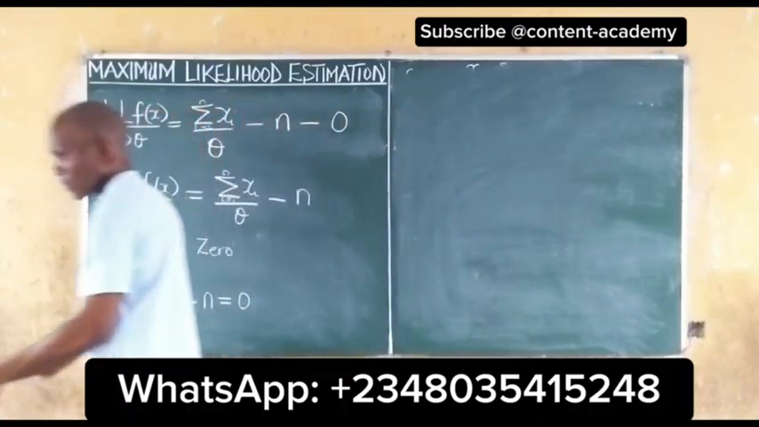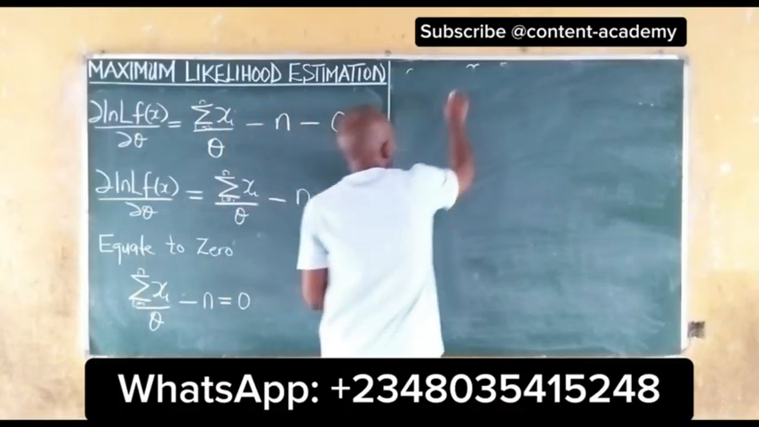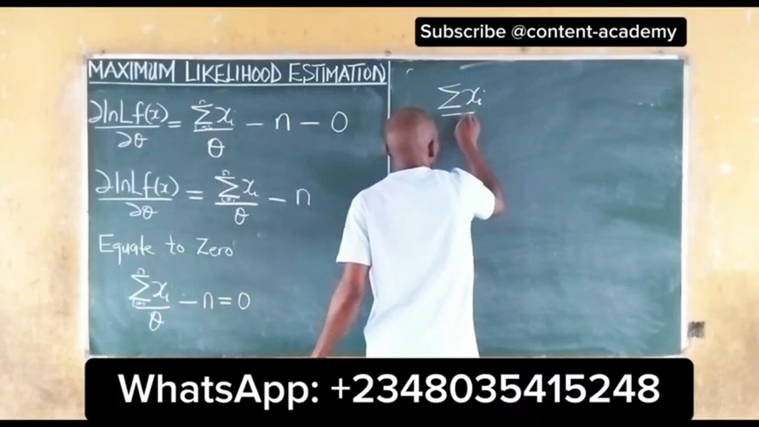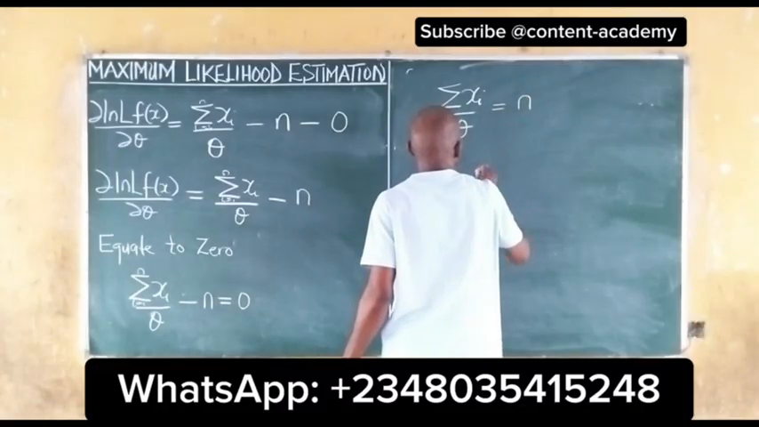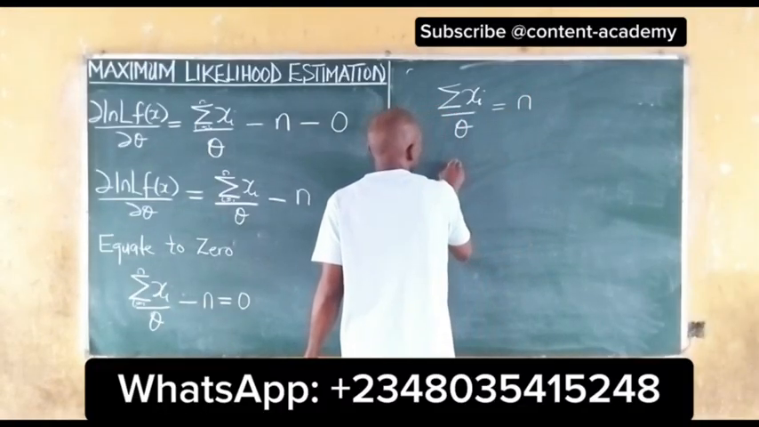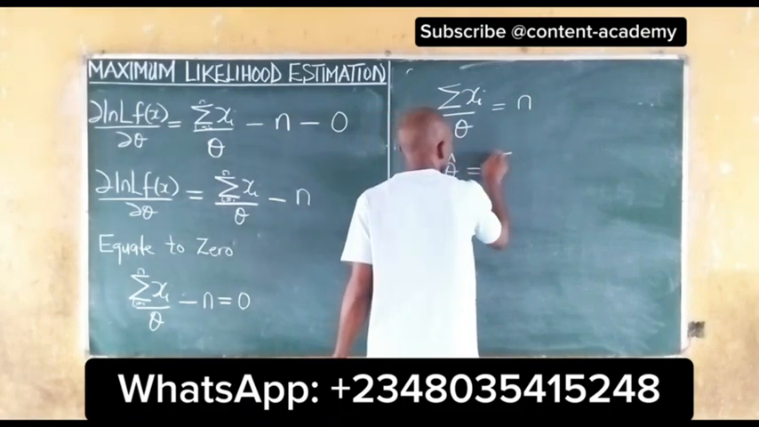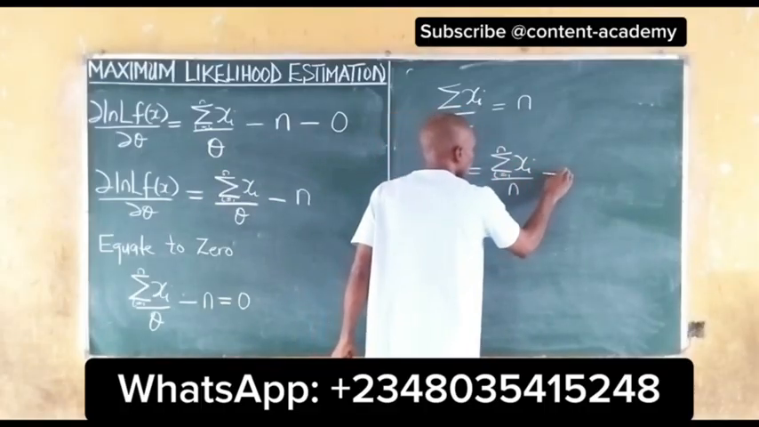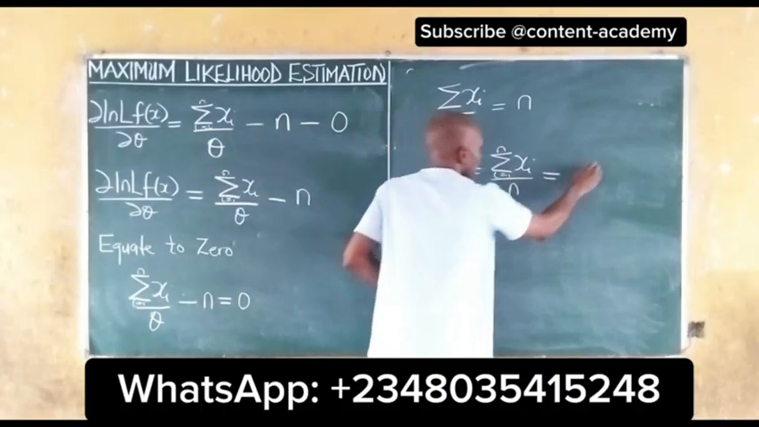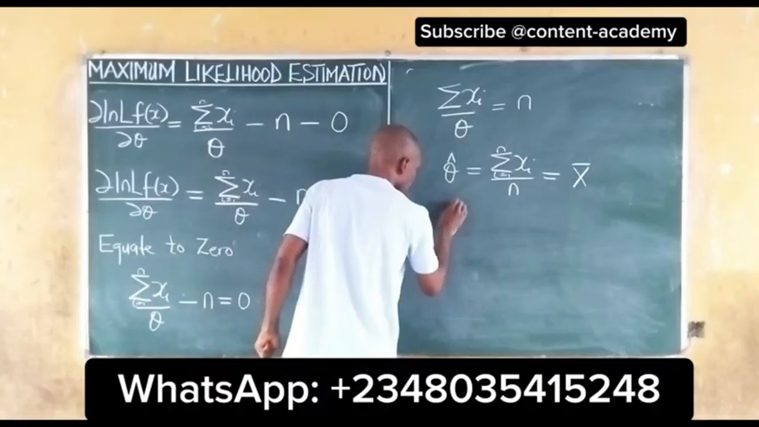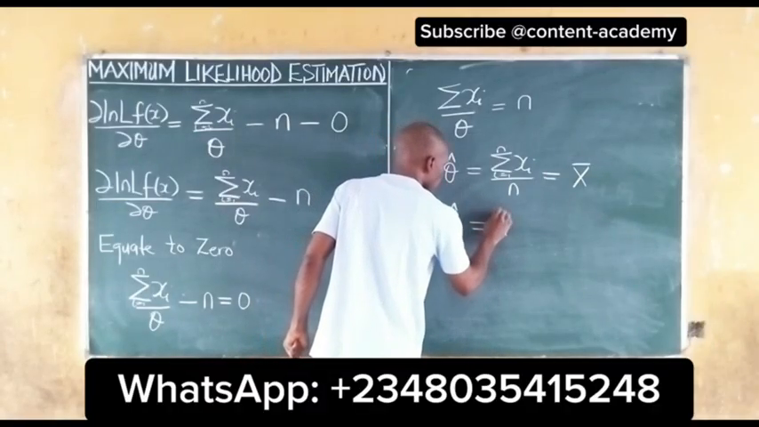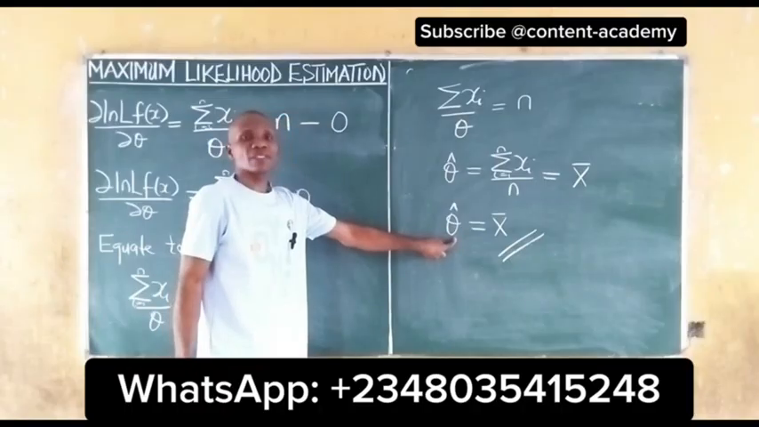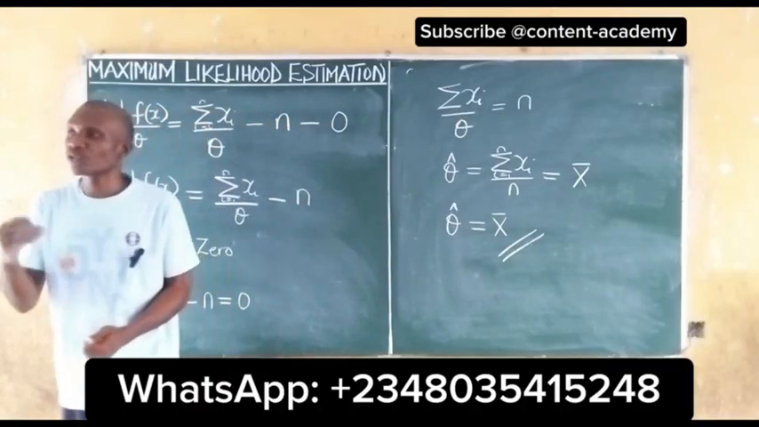Our estimate for theta becomes, we can write this as summation of xi all over theta to be equal to n. Of course, if we cross multiply, we have theta estimate to be equal to summation of xi all over n, as i running from 1 to n. As we all know, this is equal to our mean. So we have theta estimate to be equal to x bar, which is our mean. So this becomes our maximum likelihood estimate for the given Poisson distribution.